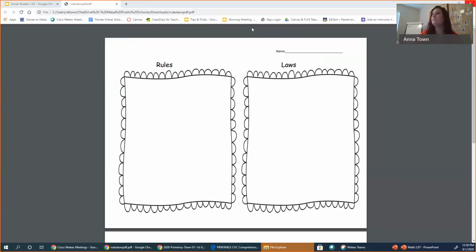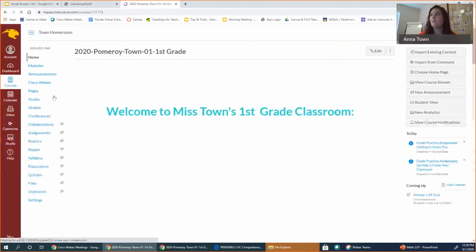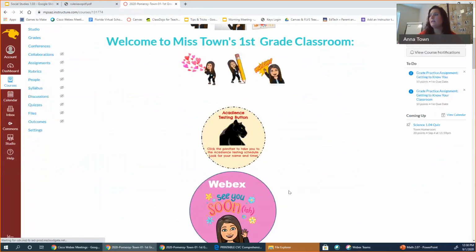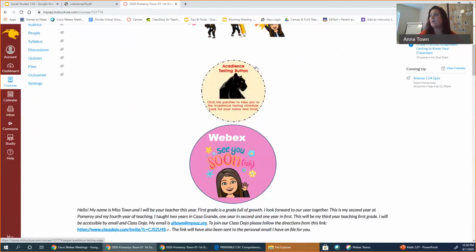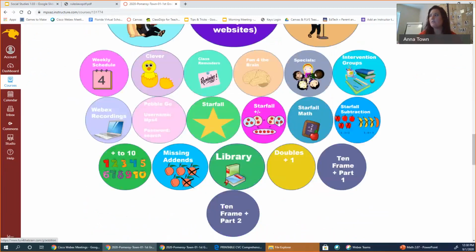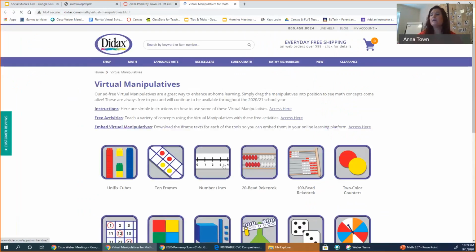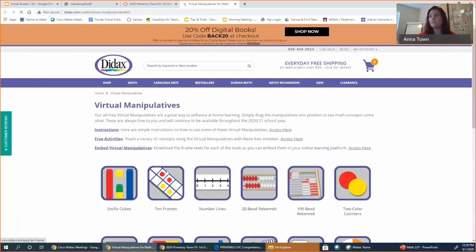Right now, I'm going to go to our Canvas homepage, and I want to show you where you can access those materials. So you're going to click on Town Homeroom. When you get to Town Homeroom, you're going to be led to this page. This is our homeroom page, and you're going to scroll all the way to the bottom. When you get to the bottom, you'll see this classroom, and you'll see our math manipulative bucket. You click it. When you click on it, 10 frames is our second option, and number line is our third option.